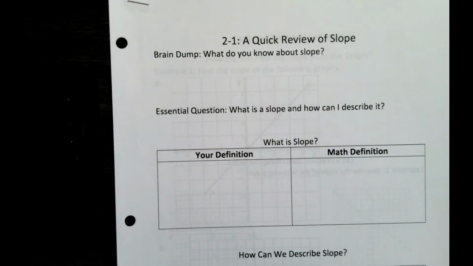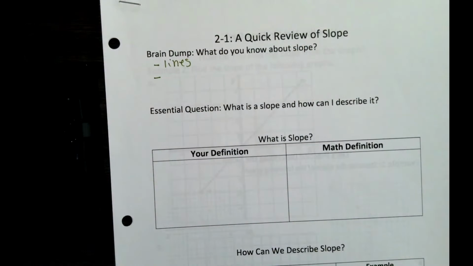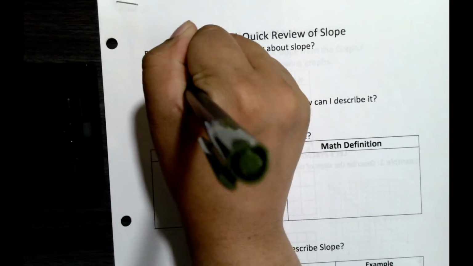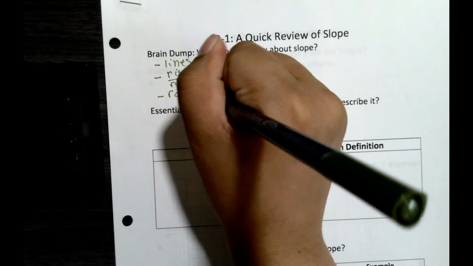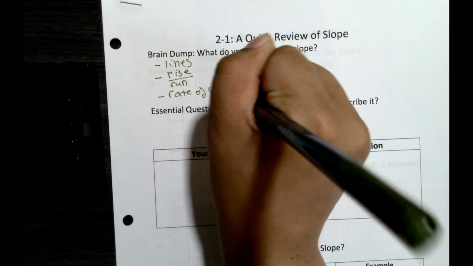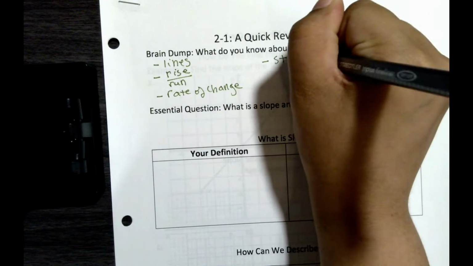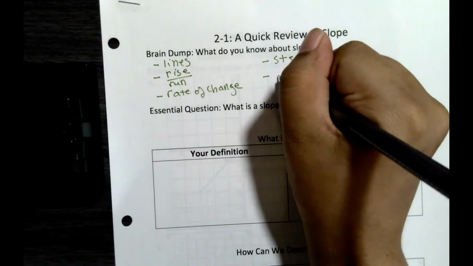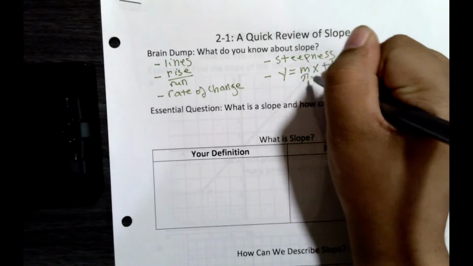Well, I know that you can't answer me, of course, but a couple of things they said in class were that slope has to do with lines. Someone told me rise over run. Another student mentioned that it was the same thing as rate of change. Another person referred to it as steepness. And another person even said y equals mx plus b, where this little fella right here is our slope.